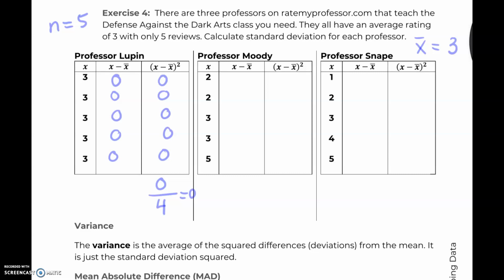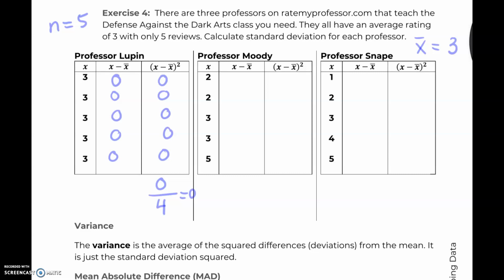Now this drives down an important point. If there's no variation in our data, our standard deviation is going to be equal to 0 because it's going to show that there's no spread in our data. Let's look at the next data set. There's a little bit of variation within the ratings over here, so this should be a little more interesting.